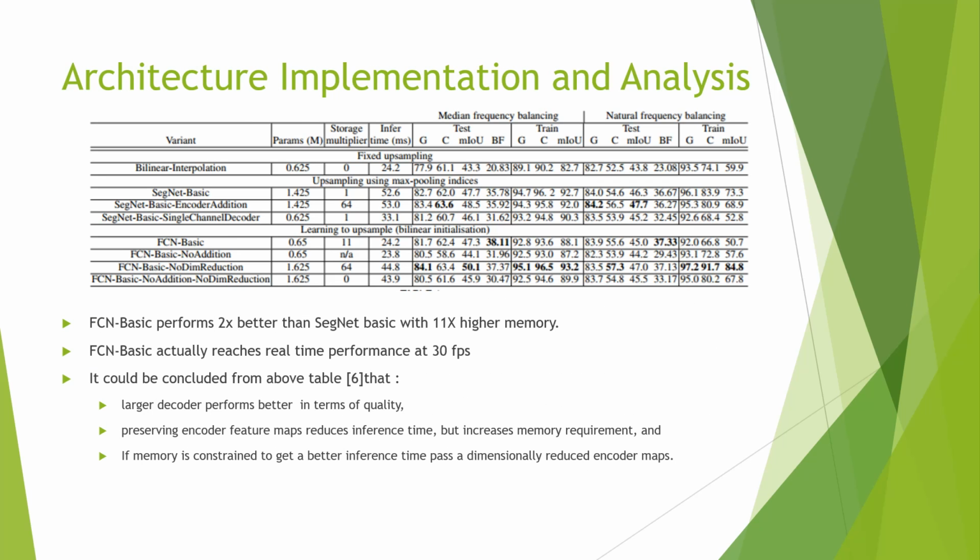So the architecture implementation analysis is as follows. The table shows that the FCN basic decoder performs 2x better than the SegNet basic decoder, but has an 11x higher memory requirement.